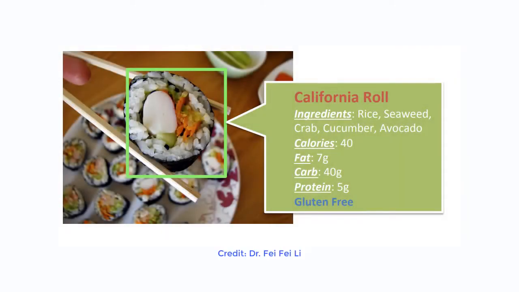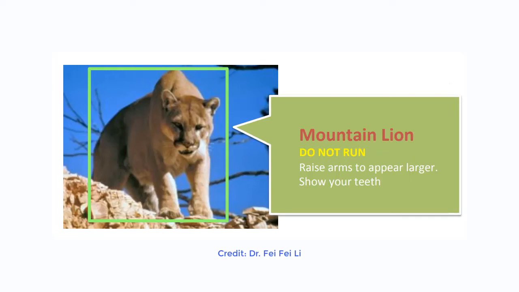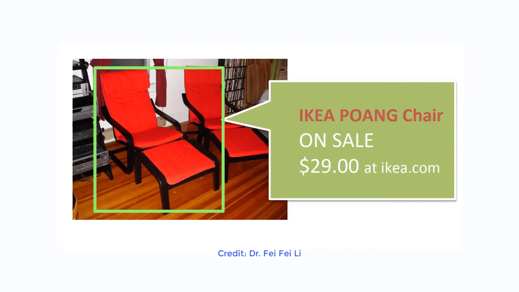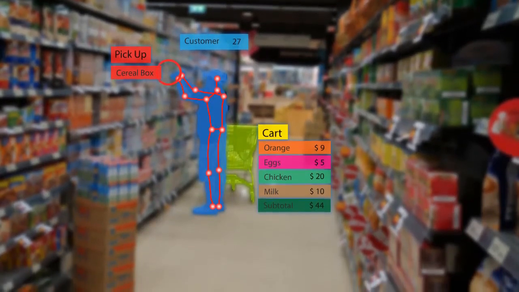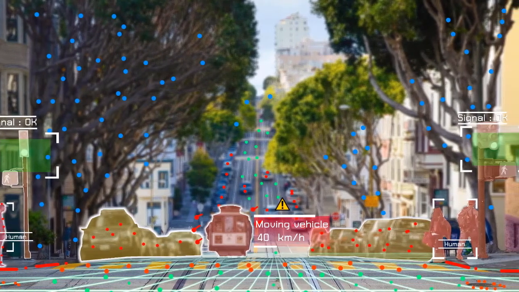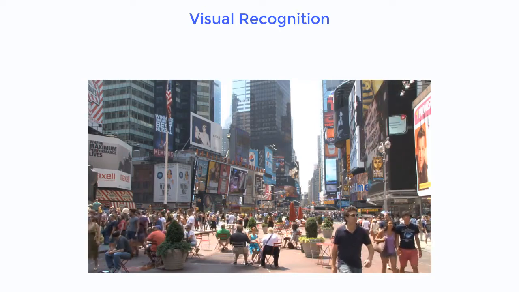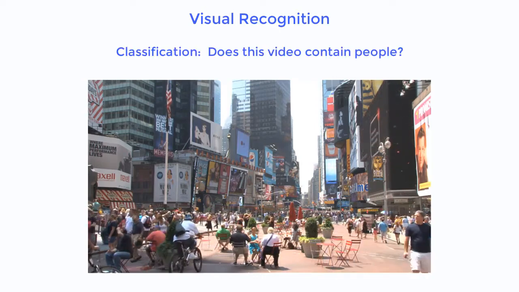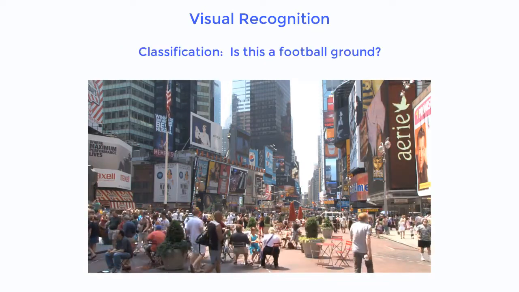Visual recognition applications, if implemented robustly, can open up limitless opportunities. These applications can serve as a repository for visual knowledge and can assist humans using them. So why is visual recognition such a hard problem? Before we delve into that, let us look at the visual recognition techniques that are out there. One of the basic visual recognition tasks is classification, which answers questions like, does this video contain people? Is this a football ground, etc.?